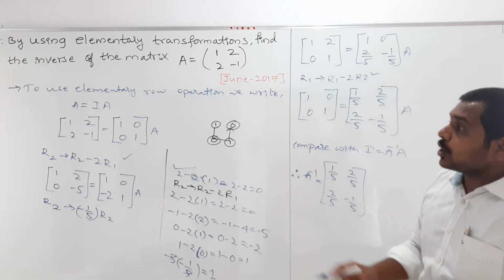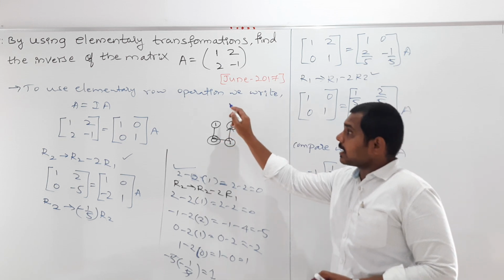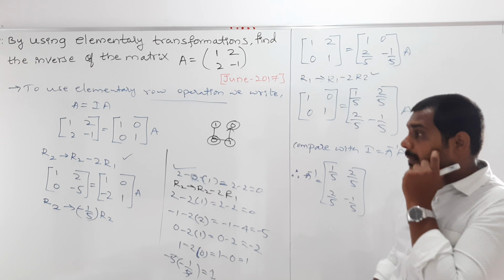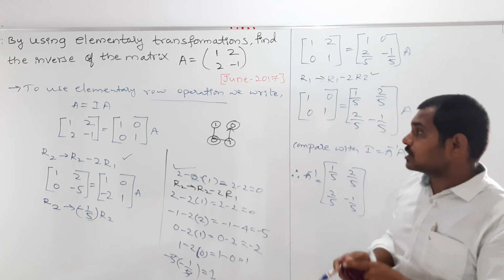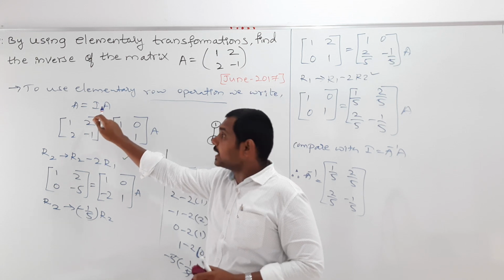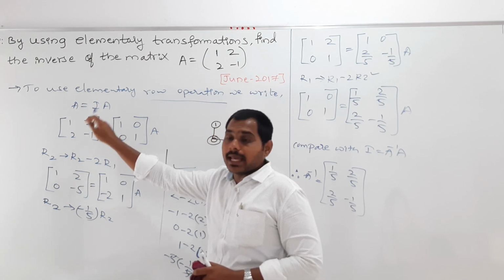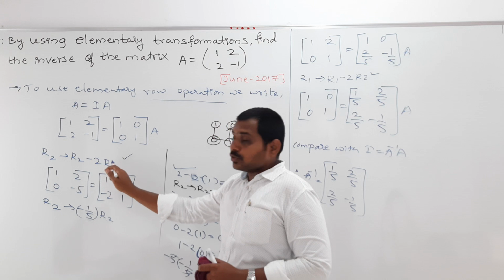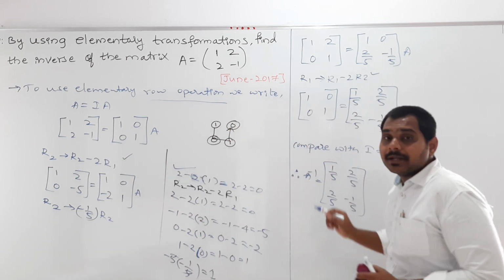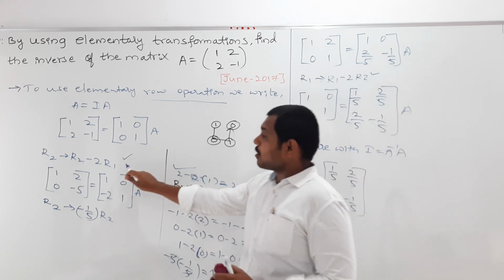And my dear students, here I applied the row operation. Similarly, you can apply the column operation also. But if you are applying the column operations, you should write, instead of writing A is equals to I into A, you should write it as A is equals to A into I. And after that, to convert the LHS into the identity matrix, you should apply the column operations only.